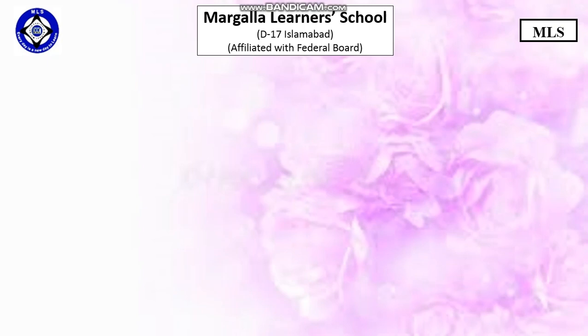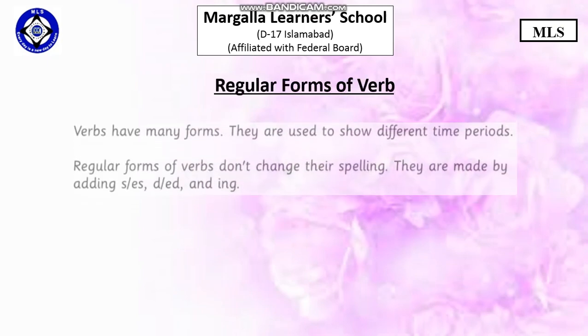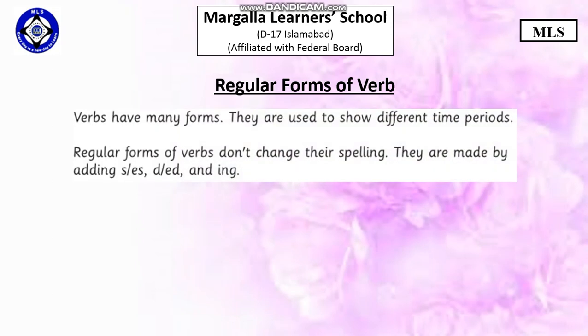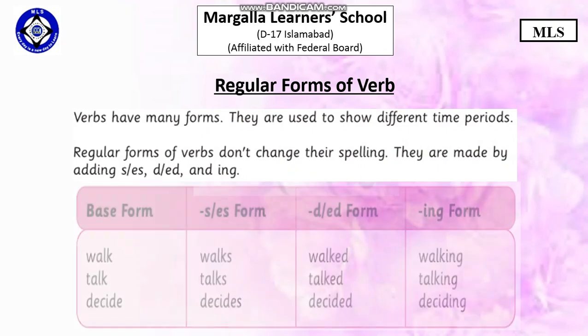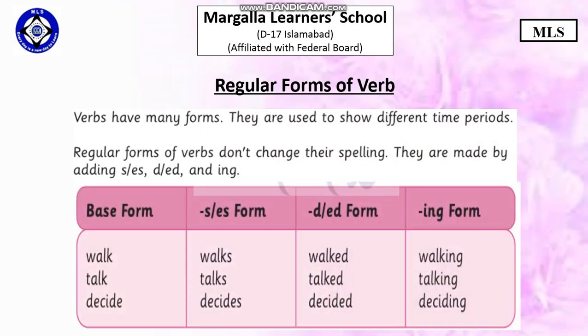First of all, let us see about the verbs. Verbs have many forms. They are used to show different time periods. Regular forms of verbs don't change their spelling. They are made by adding s, es, d or ed and ing. Here are the forms basically.